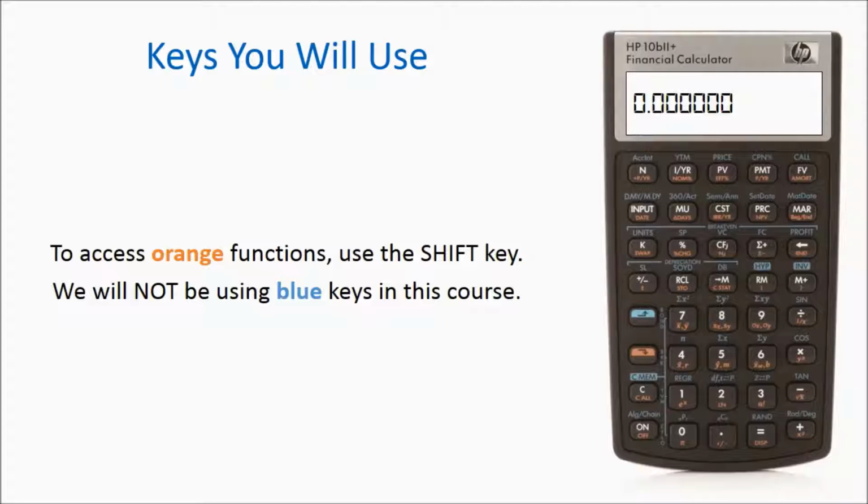Some of the most important functions we will use are in the top row: N, I/YR, PV, PMT, and FV. Don't worry if you don't know what they mean, we will cover this later in the course. We will also be using some of the orange functions, such as NOM, which stands for nominal, EFF, which stands for effective, P/YR, and AMORT. To get to the orange functions, you will need to press the orange Shift key first. Let's see how this works in practice.